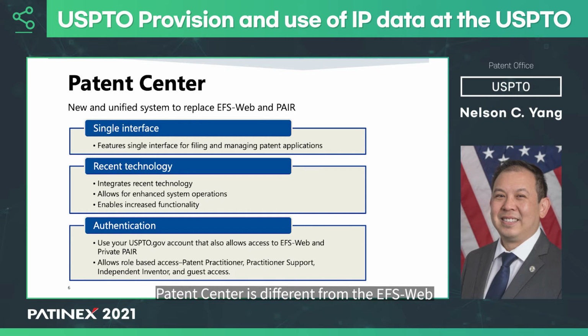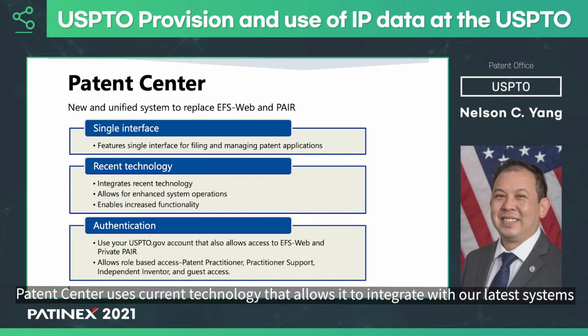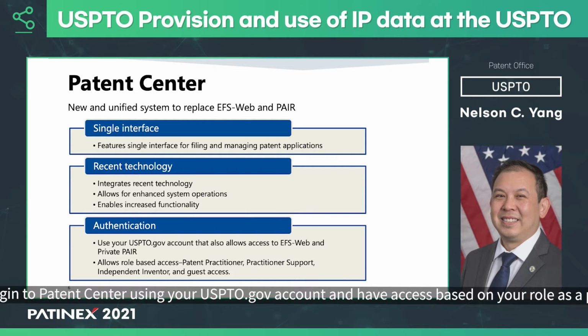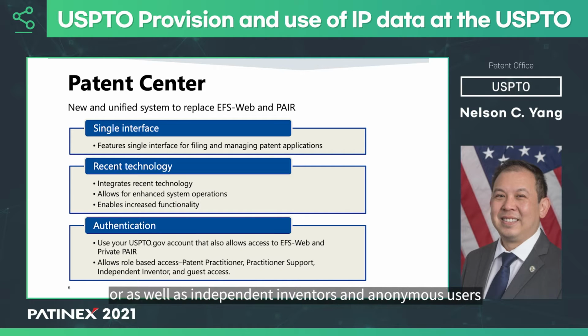Patent Center is different from the EFS Web and PAIR systems in that there is a single user interface for both filing and managing patent applications. Patent Center uses current technology that allows it to be integrated with our latest systems. You may log into Patent Center using your USPTO.gov account and have access based on your role as a practitioner, practitioner support, as well as independent inventors and anonymous users.